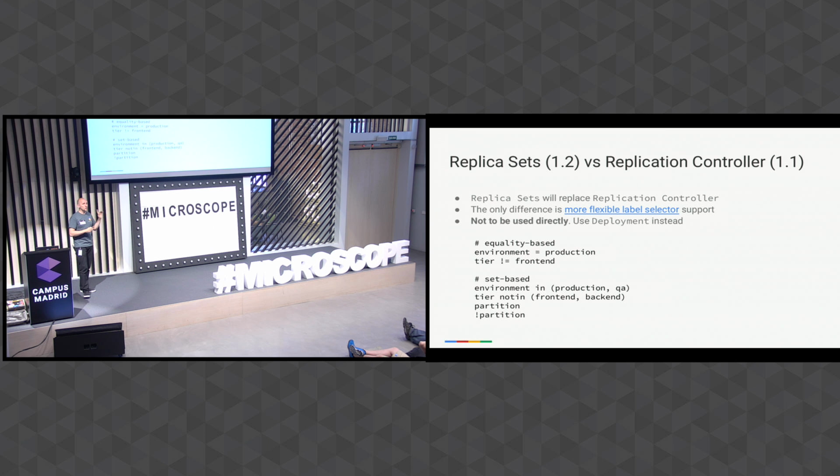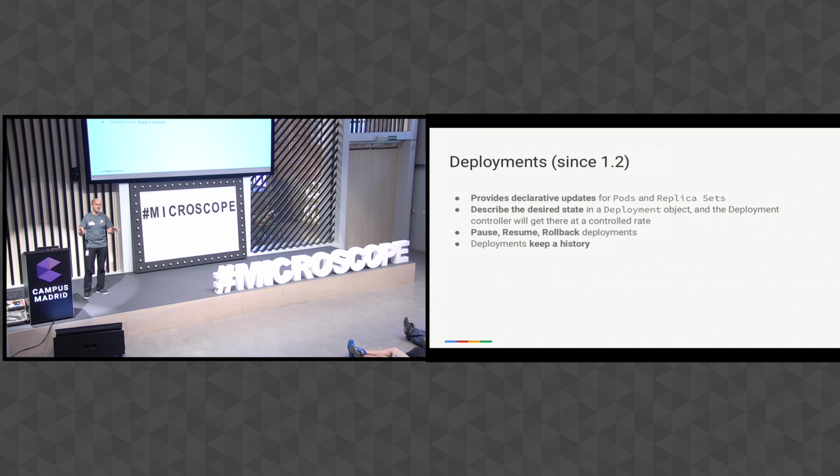Replica sets are not expected to be used directly. Replica sets are expected to be used inside of a deployment, which is the last entity that we're going to be talking about. So we have pods and nodes, we have services, and we have replica sets. And replica sets is an internal part of a deployment. A deployment is a way of declaring how you want to deploy your image. So you define, this is my image, this is the number of copies of my image that I want to have.